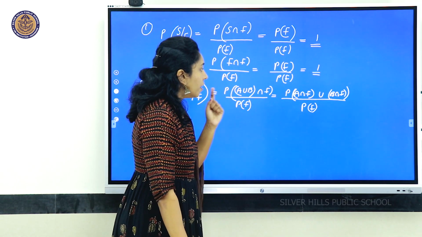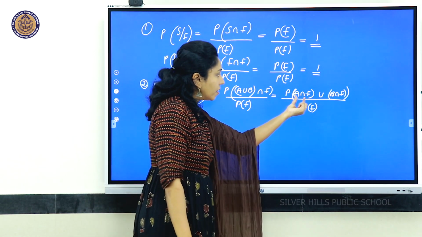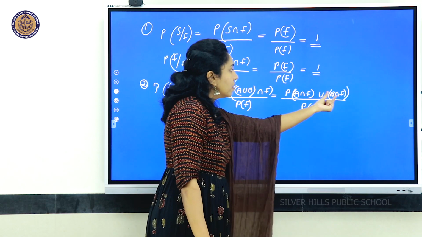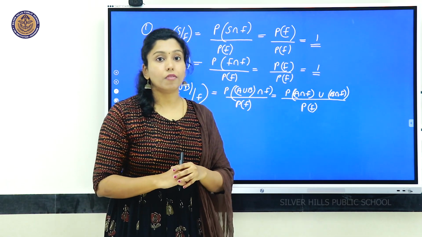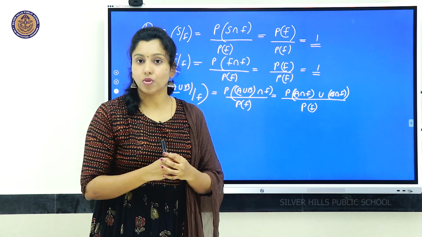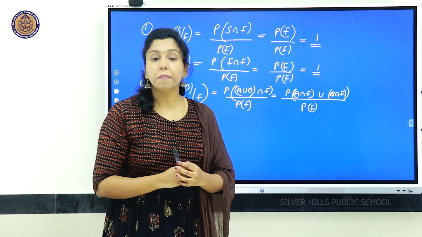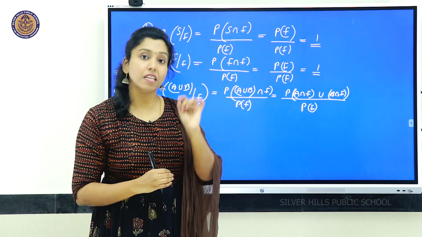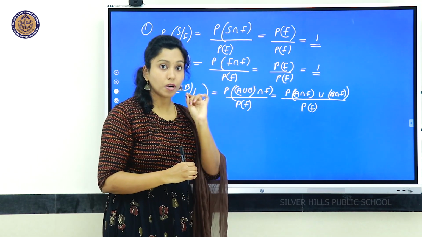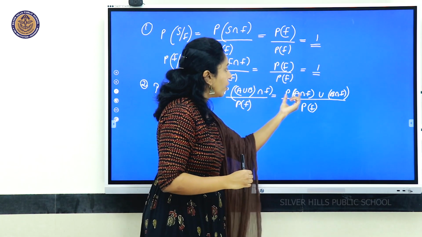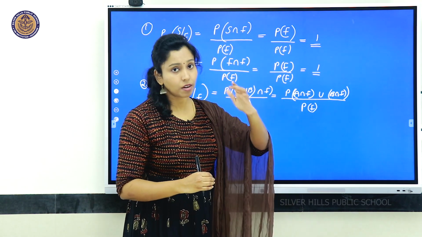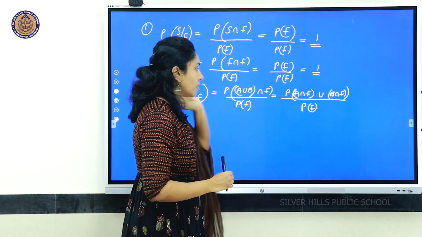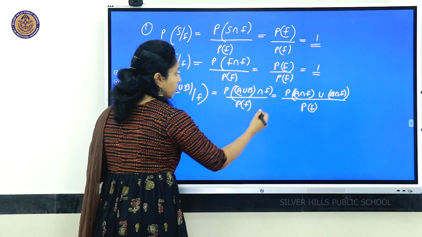Now you can treat this as one event, this as another event. So children, what is the formula of P of A union B? If A and B are two events, it is P of A plus P of B minus P of A intersection B. Here instead of A you have A intersection F, and instead of B you have B intersection F, that is the only difference. So we just apply the result there.